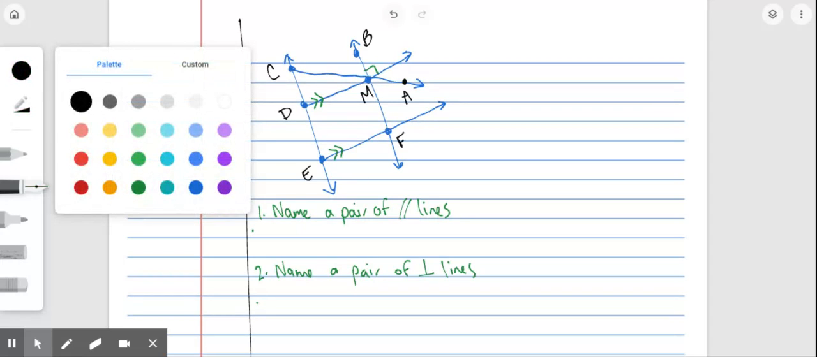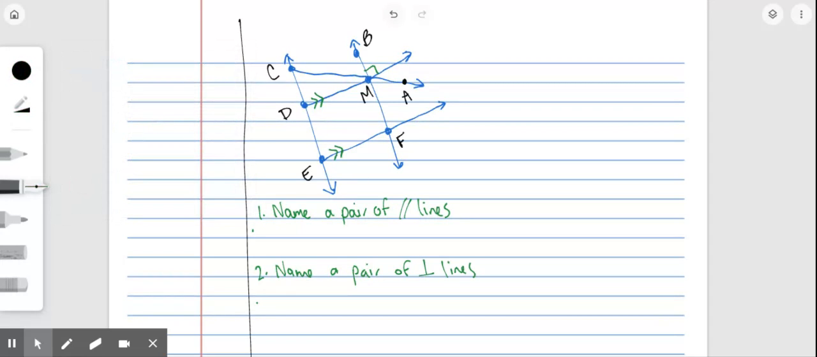Okay, hopefully you're back by now. So a pair of parallel lines. Remember, we're looking for the indication of parallel. And look, right here, we've got two arrows going the same direction on two different lines, which means that this line, DM, well, actually it's a ray, and the ray EF are parallel. Actually, hold on, I'm going to erase that so that I can put the parallel sign in between.